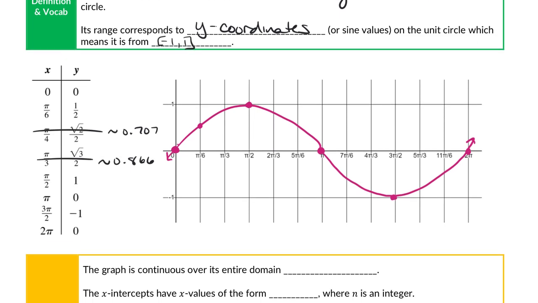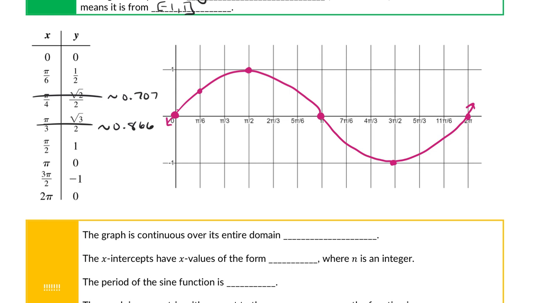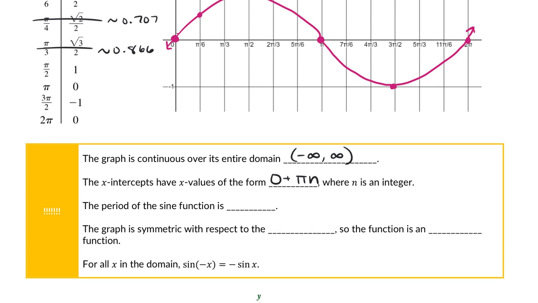It is continuous over its entire domain, and the domain of a sine function is all real numbers from -infinity to infinity. Its x-intercepts have x values of the form 0 plus pi times n, where n is an integer, meaning at 0, we have a 0. Add pi to it, we have a 0. Add pi to it, we have a 0. Add pi to it, add pi to it, add pi to it. Every single one of those values is a 0 of the sine function. The period of the sine function, just like the unit circle, is 2 pi.